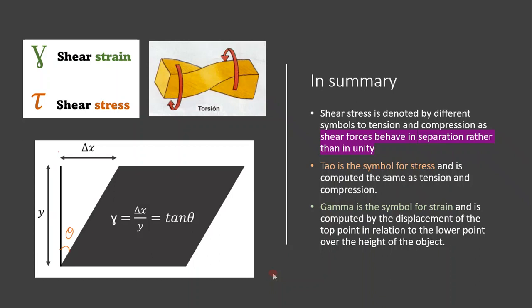So in summary, shear stress is denoted by different symbols to tension and compression, as shear forces behave in separation rather than in unity. Tau is the symbol for stress and is computed the same as tension and compression. And finally, gamma is the symbol for strain and is computed by the displacement of the top point in relation to the lower point over the height of the object. And lastly, torsion is a type of pure shear.